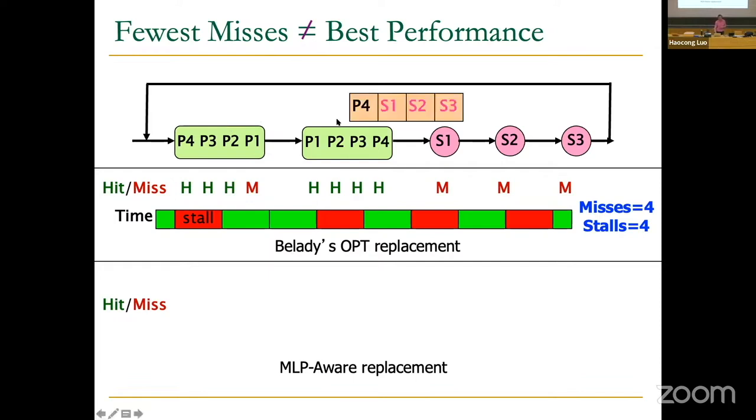So basically, at the steady state, this MLP-aware replacement policy should keep S1, S2, S3 in the cache at this point so that you get hits in all of these, right?